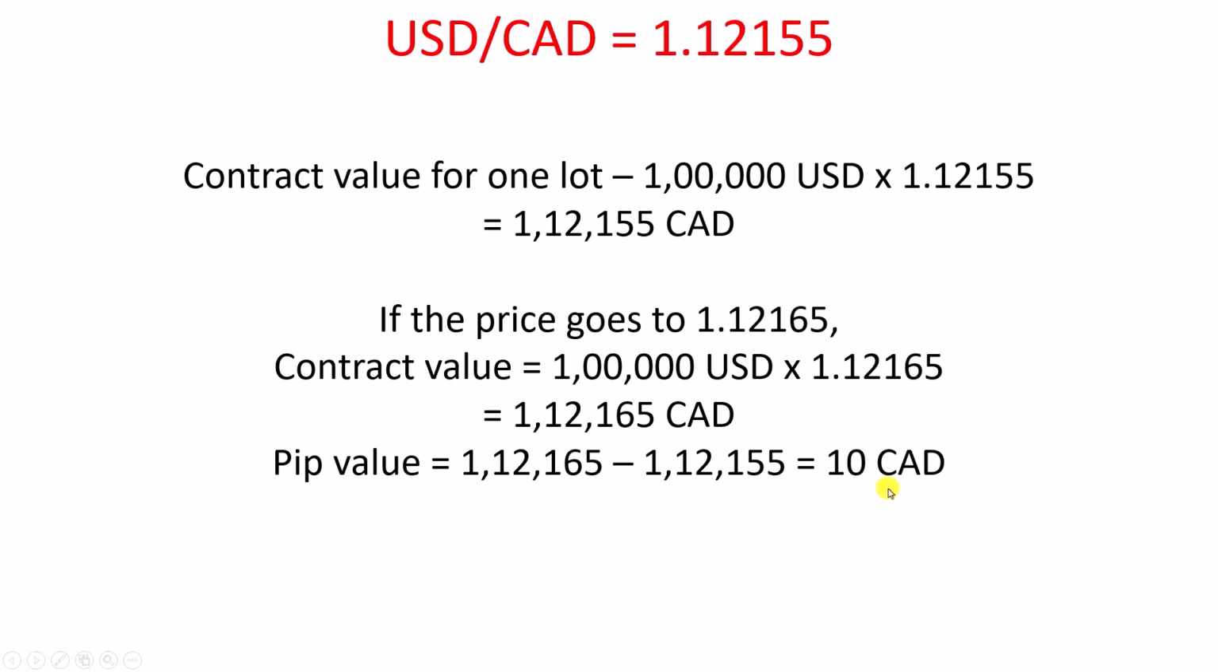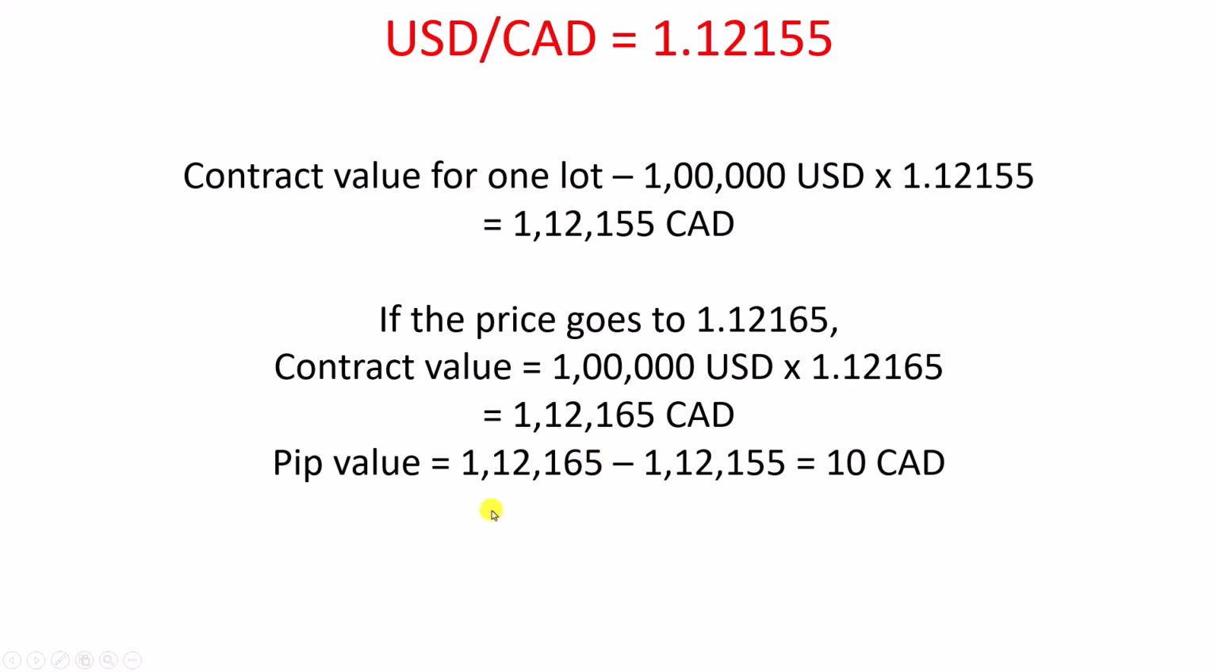So one pip movement got you this much. Of course, there are fees, brokerage cost. I'm neglecting all those, but to keep it simple, let us say you earn this much. If the price had moved down by one pip, then you would have lost this much money. So this is how much you earn if you buy one standard lot.